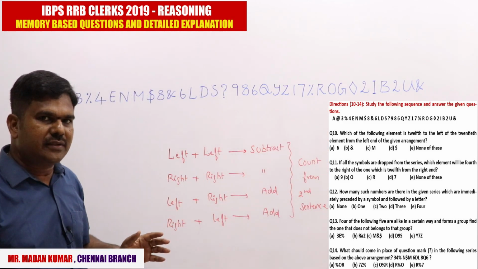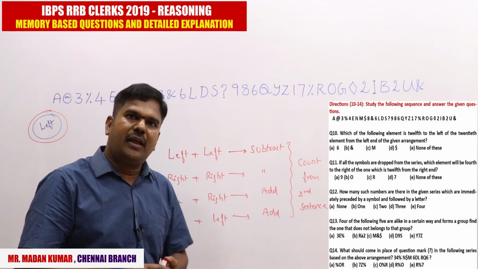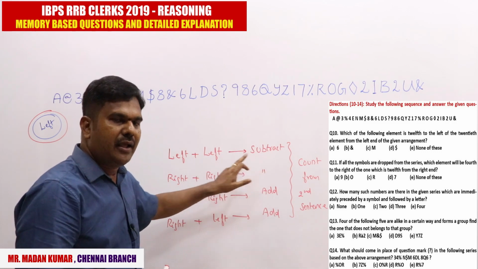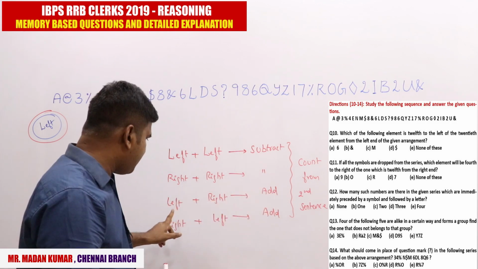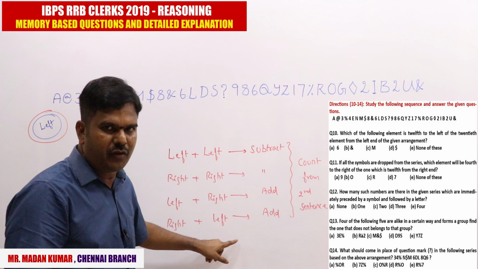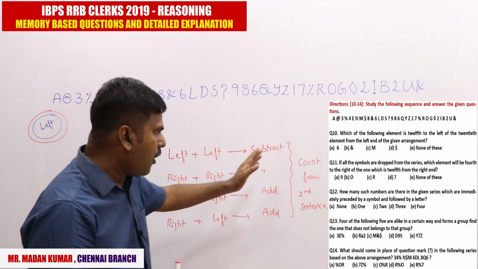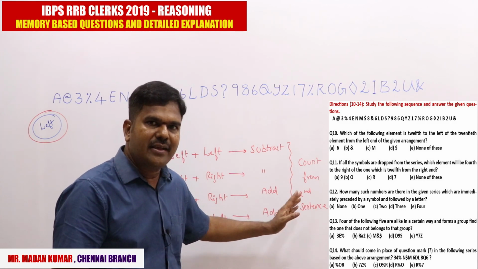Whenever two sentences are there in the sequence, always keep in mind: if in both sentences left is given, we need to subtract. If in both sentences right is given, we need to subtract. If one is left and one is right, or one is right and one is left, we need to add. And to solve the problem, we always need to count from the second sentence. Remember, we need to count from the second sentence.